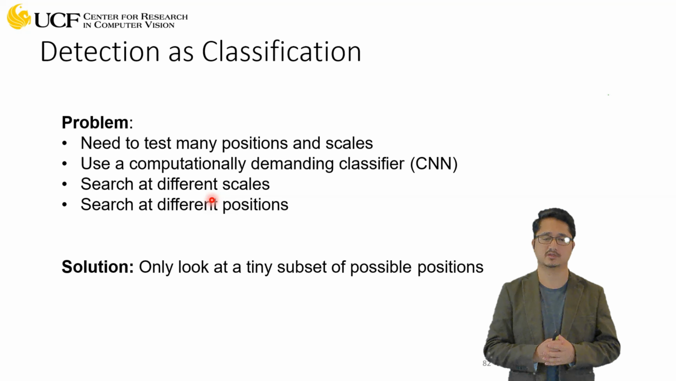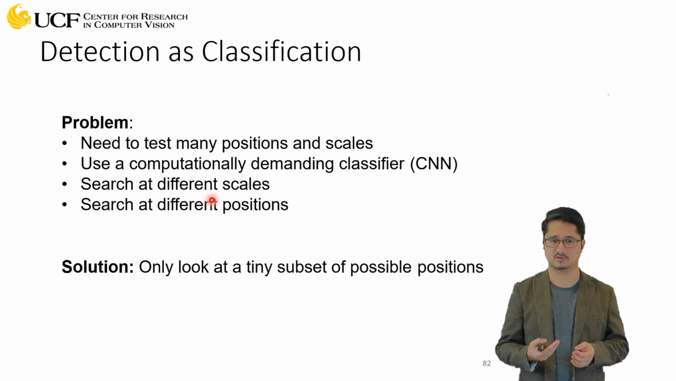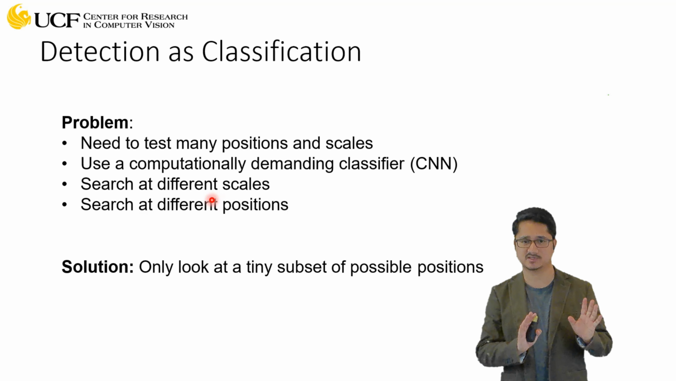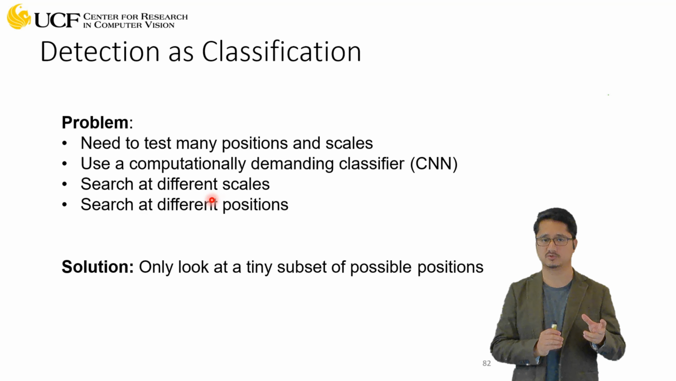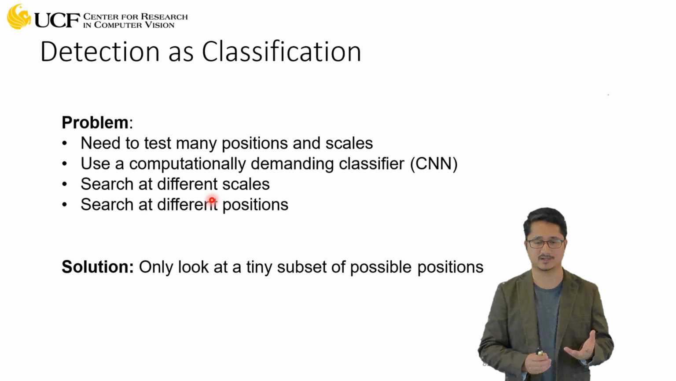Now, let's try to understand the issues with this algorithm. First of all, we have to test each and every possible location, and if the resolution of the image increases, those locations will increase. So there is a scalability issue. And not just position, you also have to test different scales so that your algorithm is scale invariant, which further increases the computational complexity. So you have to search different scales and different positions.